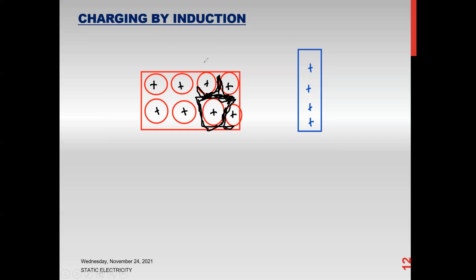So this creates a distribution. It appears that the majority of the negative charges are on the right hand side and the majority of the positive charges, or net positive charge, are on the left hand side. So when we create this distribution of the charge within the metal, we call that charging by induction.